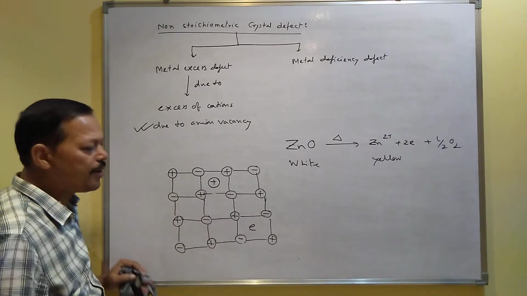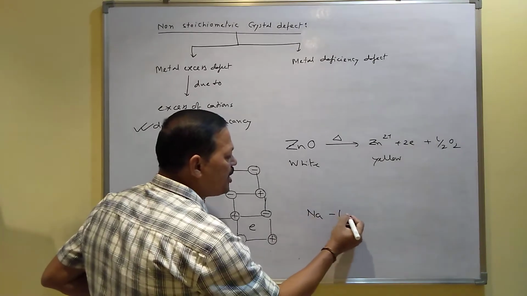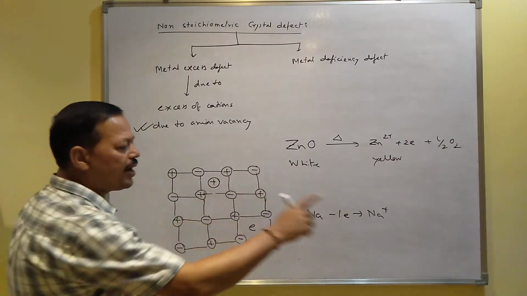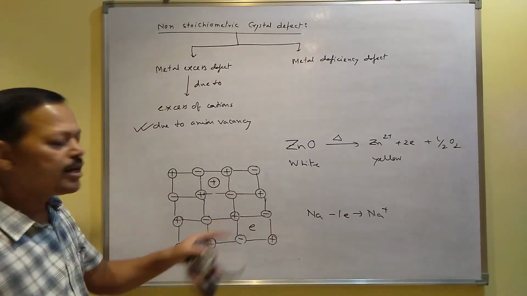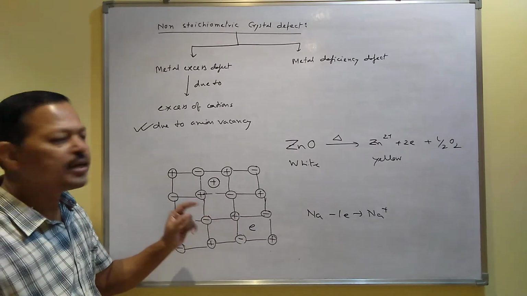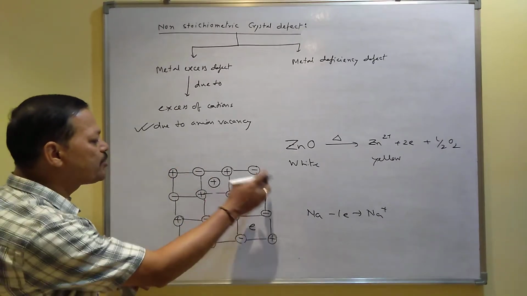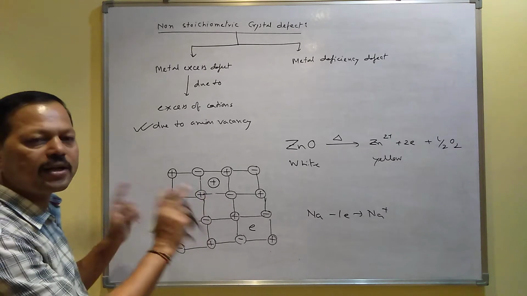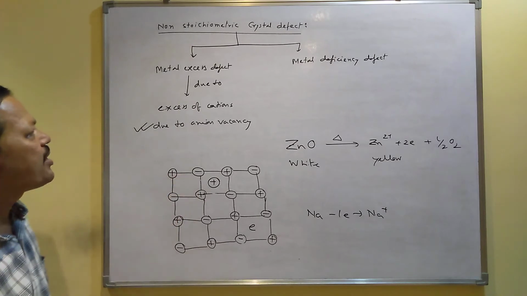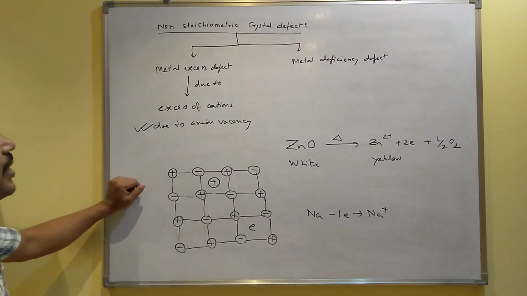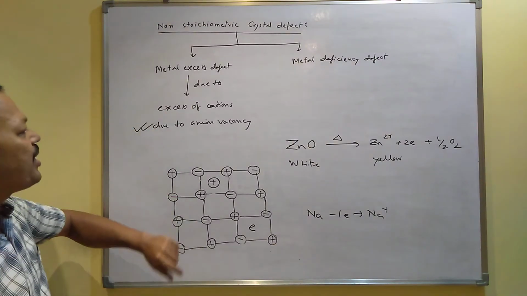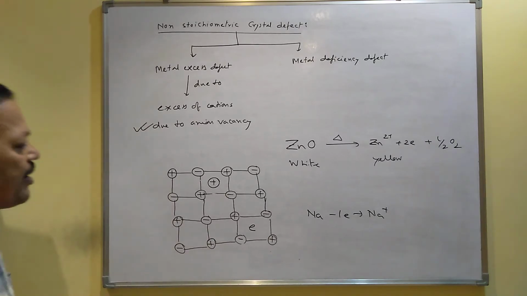Now from where does the electron come? As you know, sodium, when it releases one electron, becomes Na+. This cation will enter a position, and the removed electron will be trapped in another void to maintain the electrical neutrality. This type of defect is also called metal excess defect because the cation number is more but the anion number is less. But although the cation number is more, it maintains the electrical neutrality. So metal excess defect arises due to two reasons: either due to anion vacancy or due to excess of cations.